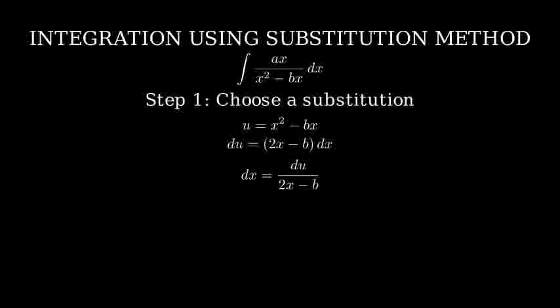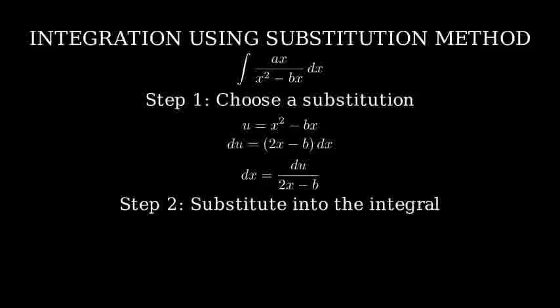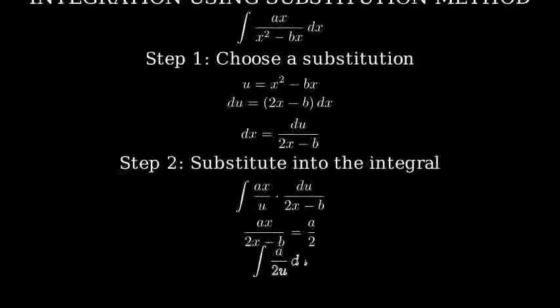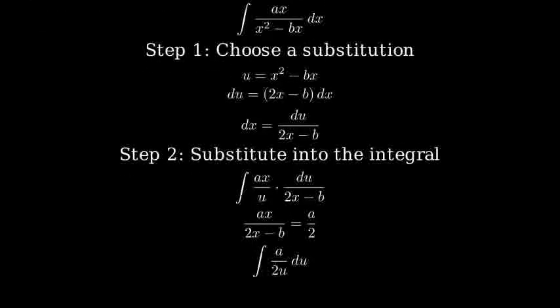Now, let's substitute everything back into the integral. This gives us the integral of x over u times du over 2x minus b. Notice that x and 2x minus b have common terms, which means we can factor them out and cancel them. The expression simplifies to the integral of 1 over 2 times u du. Now we're left with an integral that's much simpler to solve.